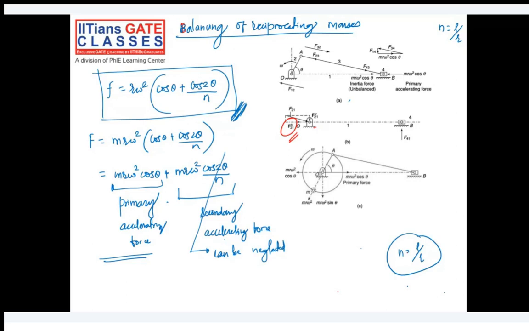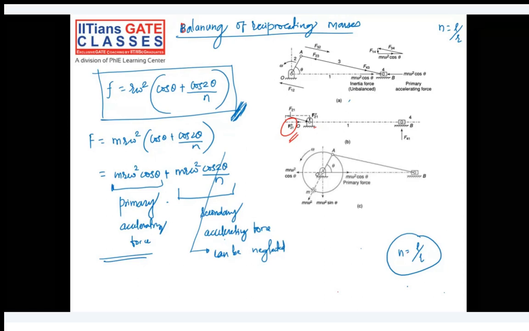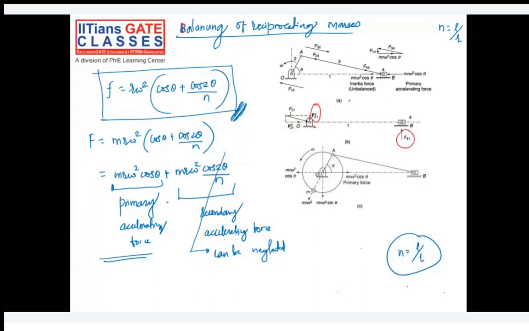Whereas F21 vertical and F41 vertical are opposite to each other. They will balance out each other. Are you following? So F41 and F21V are in opposite directions. One is acting downward and this is acting upward, so they will balance out each other. But you can clearly see they are at different locations. They are not concurrent forces. So it will generate a couple.